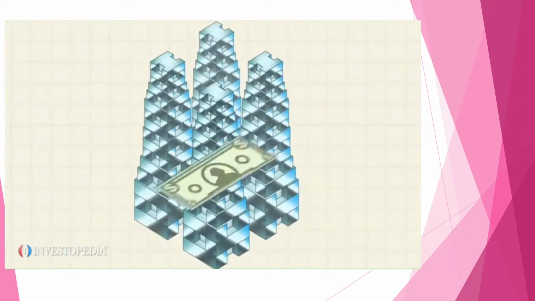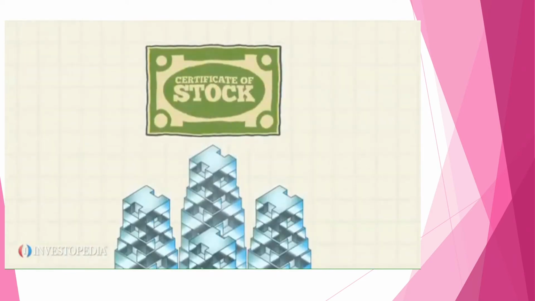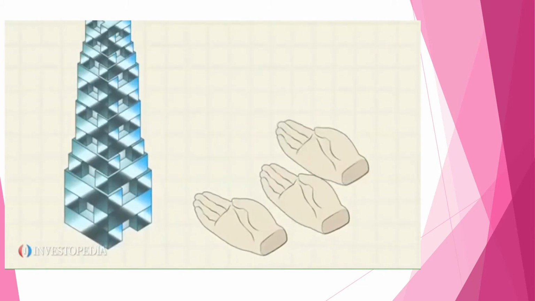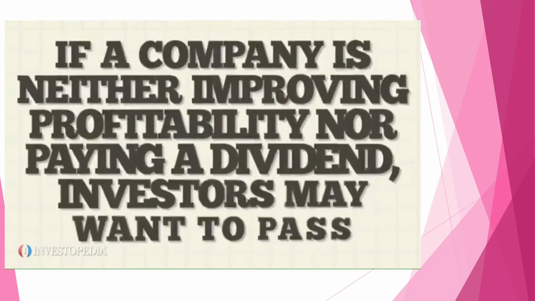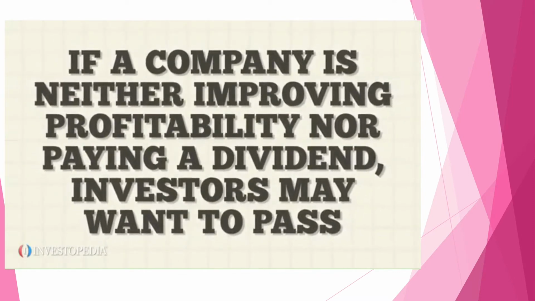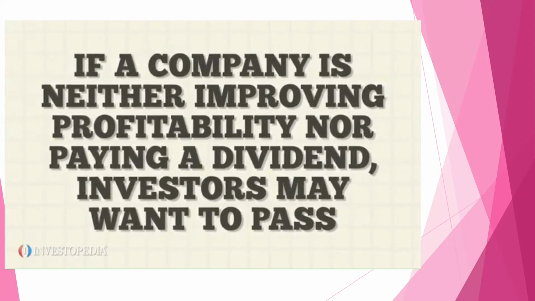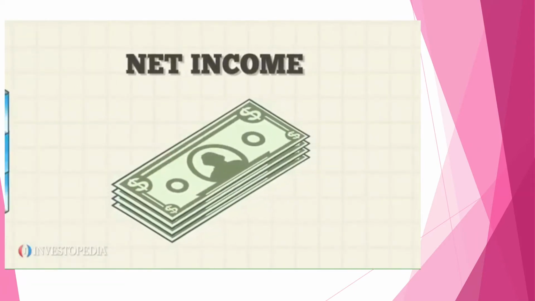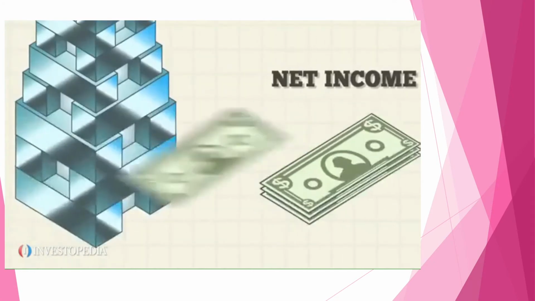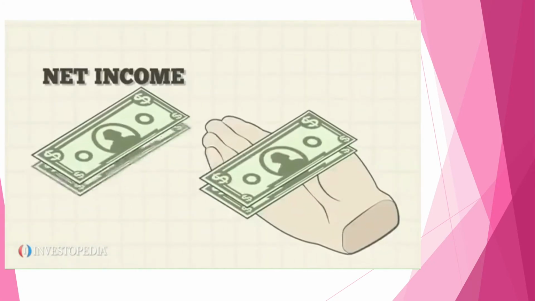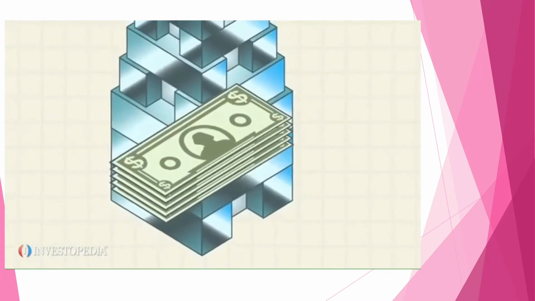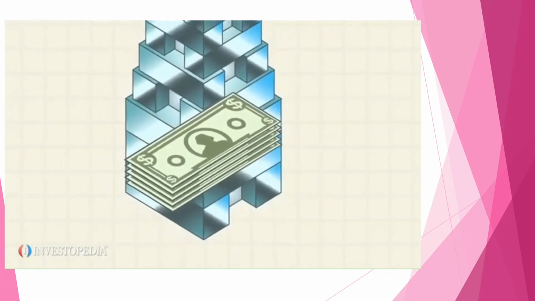If a company is retaining its earnings, but earnings per share aren't increasing, the company isn't growing and investors will want to receive a dividend. If the company is neither improving profitability nor paying a dividend, investors may want to pass. Anything that affects a company's net income, such as a change in its expenses or revenue, will affect its retained earnings. If the company increases or decreases its dividend, this action will also affect retained earnings.